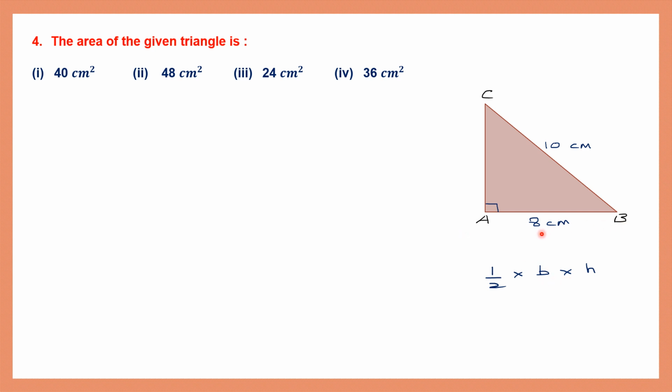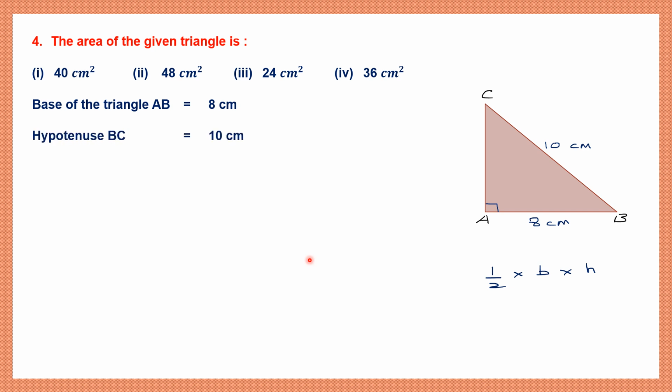Base AB is 8 centimeters and AC is the height, but we don't know what the height is. So we need to first find the height. Now we don't know the area also, so we cannot use that formula to find the height. So first, how do we find AC? So let's write what's given to us. So the base of the triangle AB is given to us.